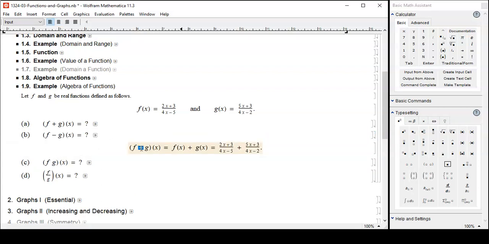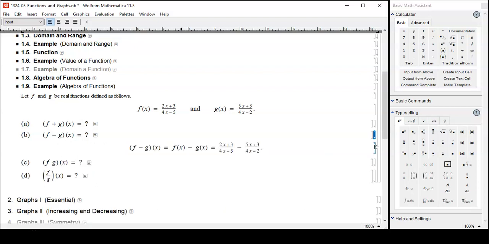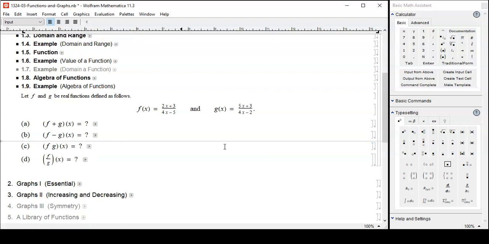How about subtraction? F minus g of x is f of x minus g of x. So it's just this subtraction. Make sense? Is that what I did here? Yes, indeed. Too simple, isn't it?